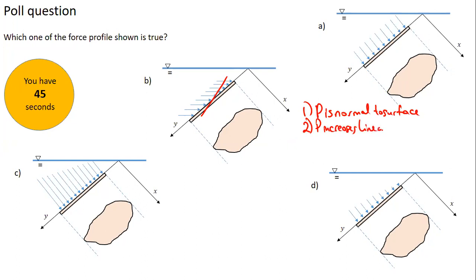linearly with depth. So if you go to the deeper and deeper parts of the fluid, you should have a linear change in the pressure. But you can see here that the pressure doesn't change linearly. Therefore we don't have a true answer for this case. It is not linear, therefore this is not true.